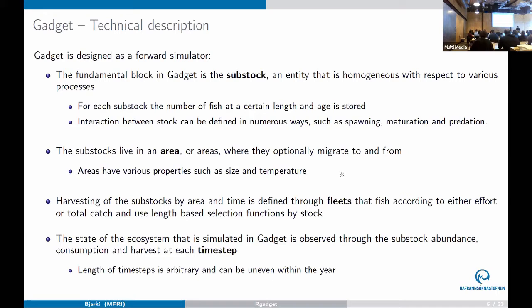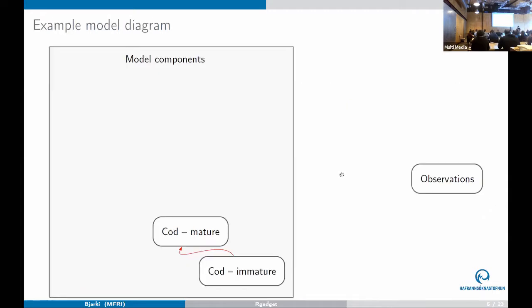And then you have harvesting through fleets. There's a fleet object you can define, and you can define multiple fleets, which can harvest different stocks. You can have different selectivities for each stock, or not harvest the stock at all. And then you have a time element: a schedule of events, and the time step is user defined. You can define as many time steps within the year as you like, and these time steps can be uneven. Just to give you a dummy example, here's a model of cod, where you have immature and mature, and the immatures mature into the matures.